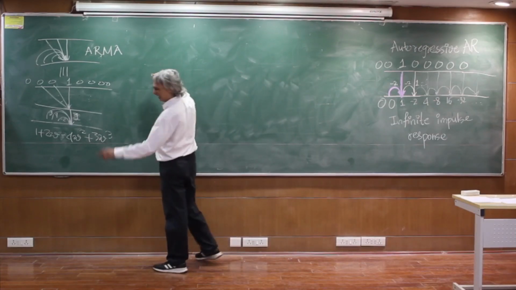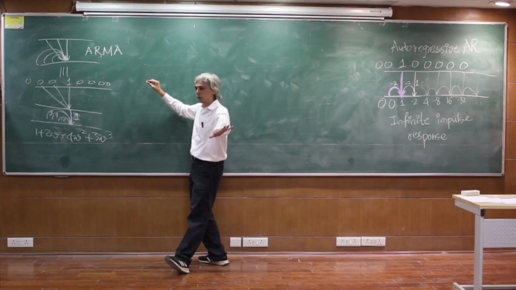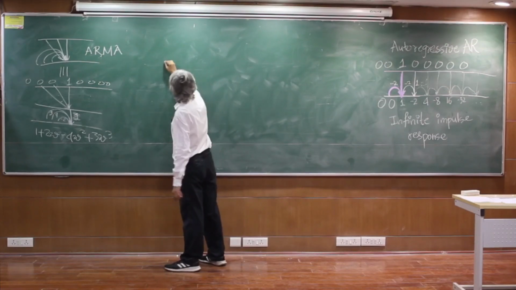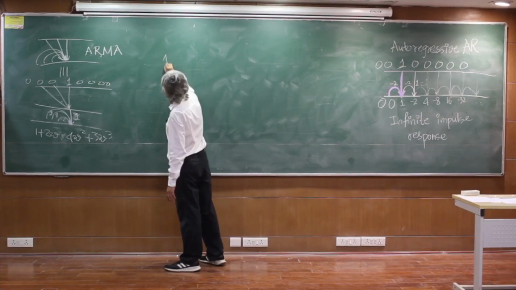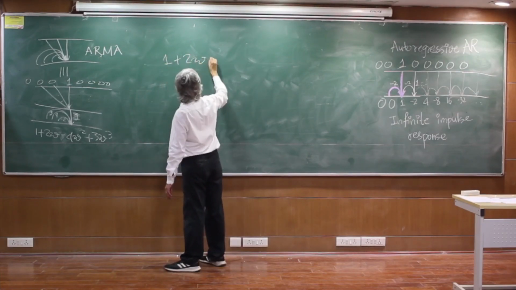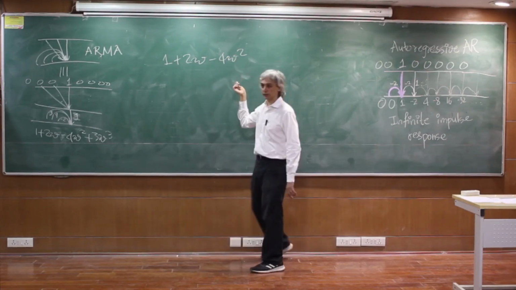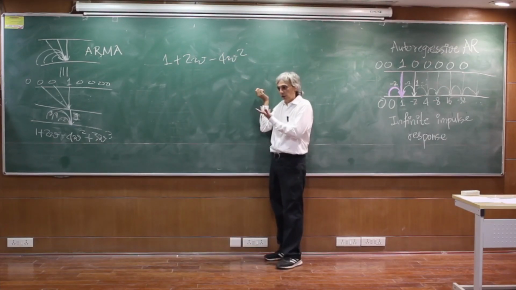So by the way, let's for a moment go back to moving average filters. If I had this 1 plus 2W minus 4W square, if I had this moving average filter, now I can just write a polynomial and say that this is a moving average filter. That's correct, okay?